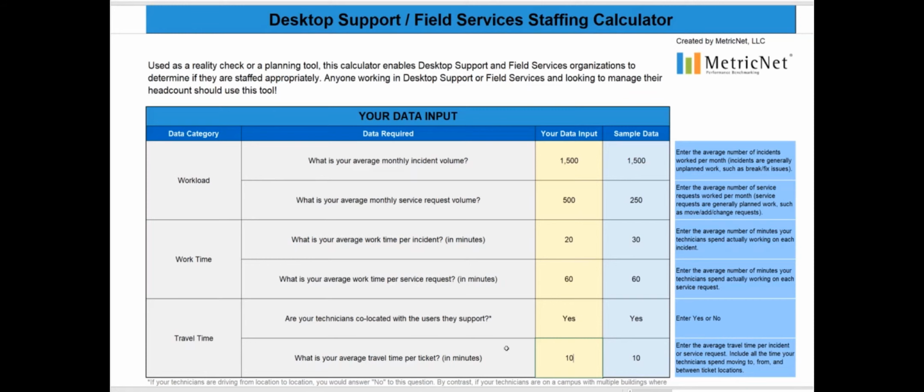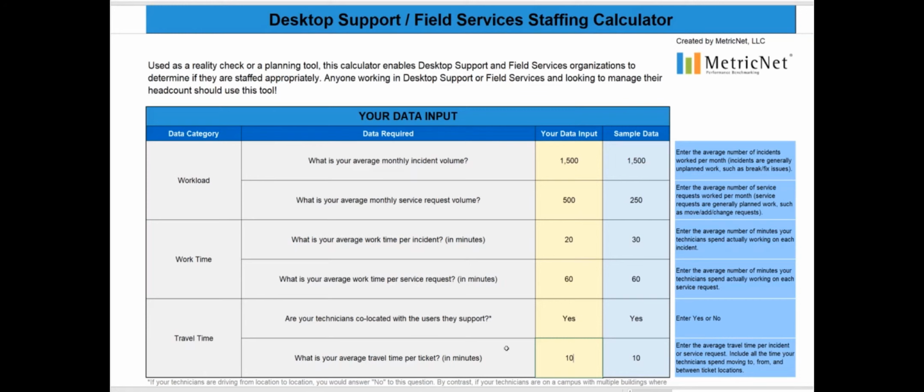But you can create an experiment, and over the course of a week, for example, you have each of your technicians track the amount of time they spend traveling to and from their tickets, track the amount of time they spend working on incidents, and track the amount of time they spend working on service requests. Just run the experiment for a week, but require that your technicians keep track of this information. And then at the end of the week, add it all up.